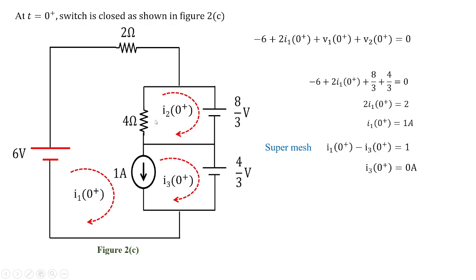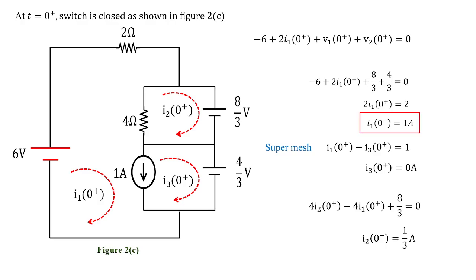And you take the second loop where we have 4 shared by these two loops, I2 and I1, and then you have voltage 8 by 3, substituted equal to 0. So we have made it equal to 0 by applying KVL. Now substituting the value of I1, we are going to get the value of I2 of 0 plus as 1 by 3 ampere. So this is how we solve the transient based analysis problems. So the required values of loop currents I1, I2, I3 are shown by these boxes.